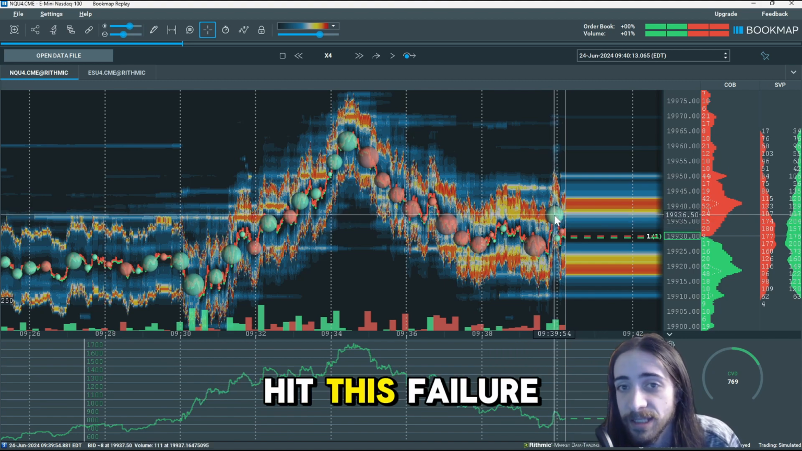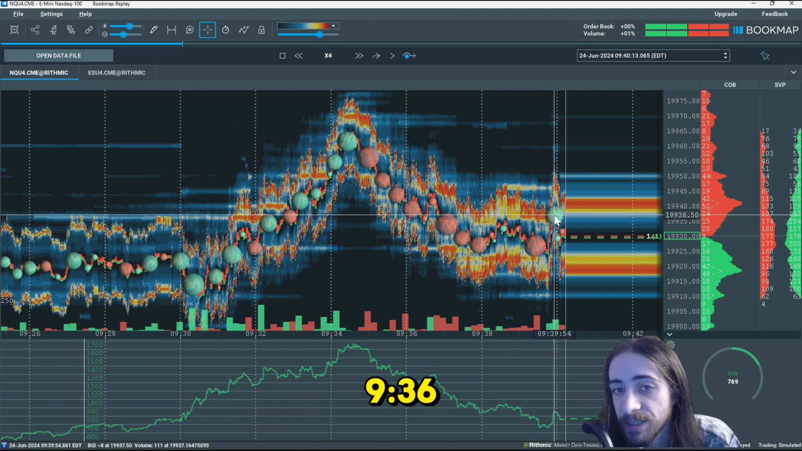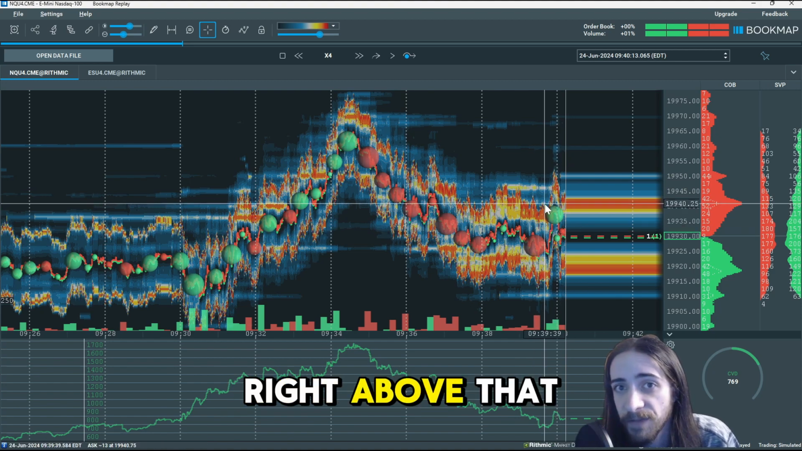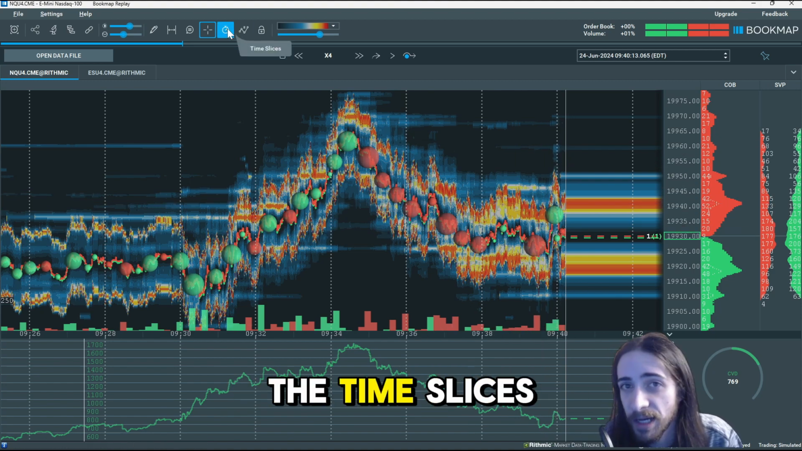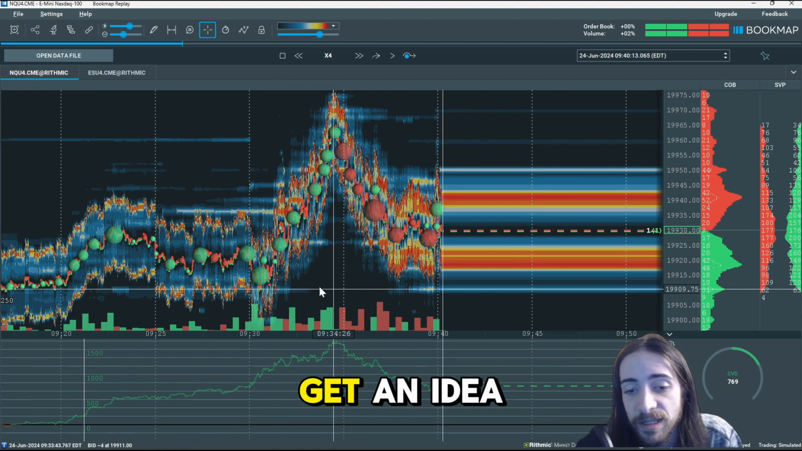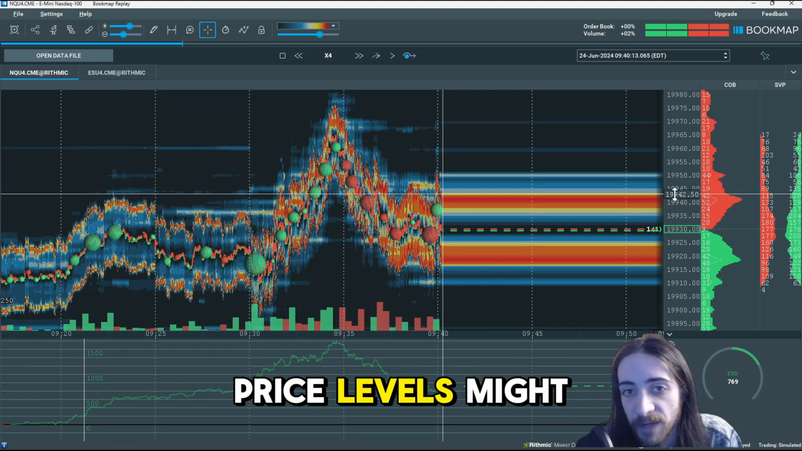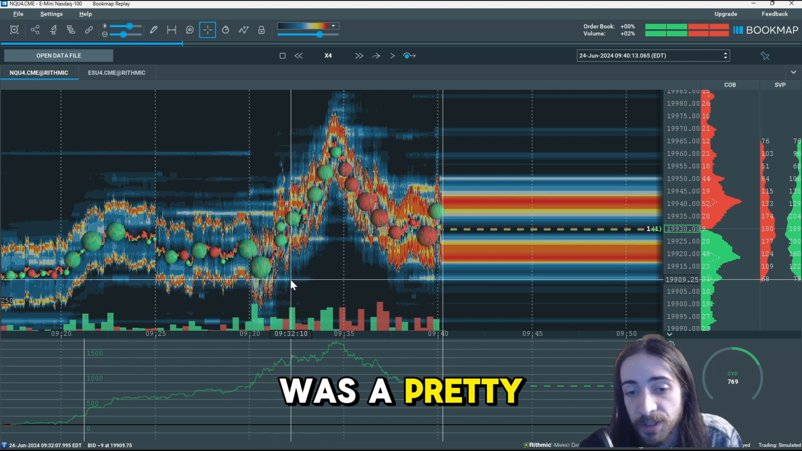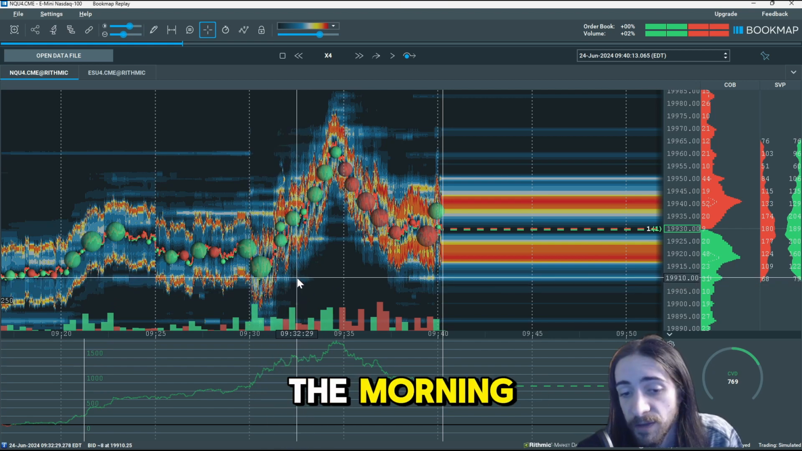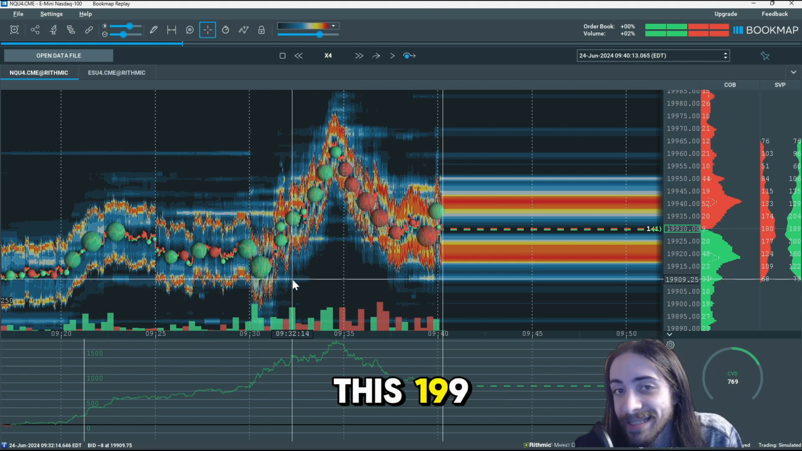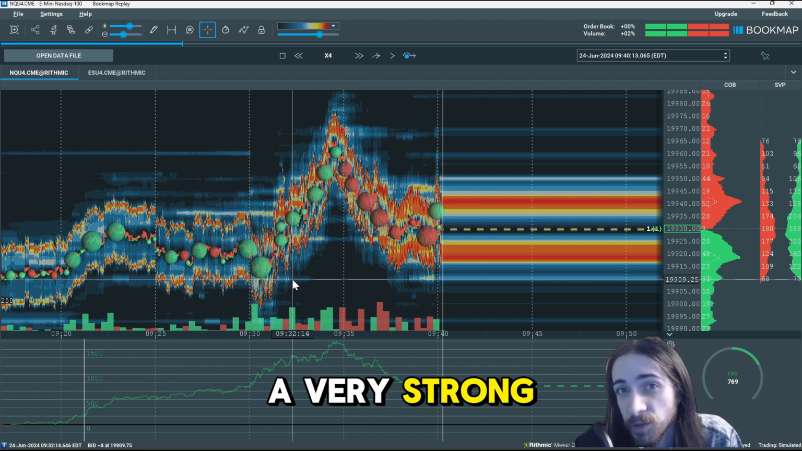So once we hit this failure right here around 9:36, I'd potentially look for some short positions with my stop right above that, and I could then look at the time slices one more time and say look at the 30-minute and get an idea of where potential price levels might be. So I see right here was a pretty strong level in the morning around 9:32, even around 9:30. This 19909 was a very strong level.